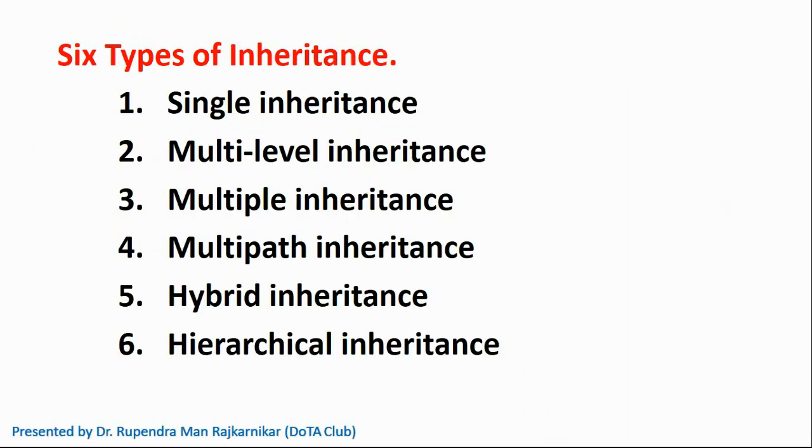6 types of inheritance. 1. Single inheritance. 2. Multilevel inheritance. 3. Multiple inheritance. 4. Multipath inheritance. 5. Hybrid inheritance. 6. Hierarchical inheritance.